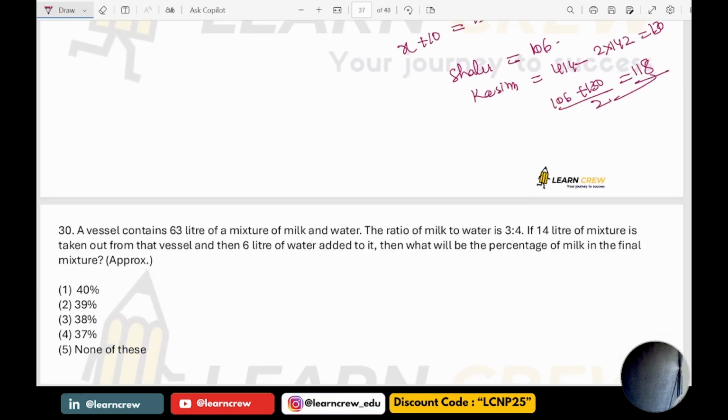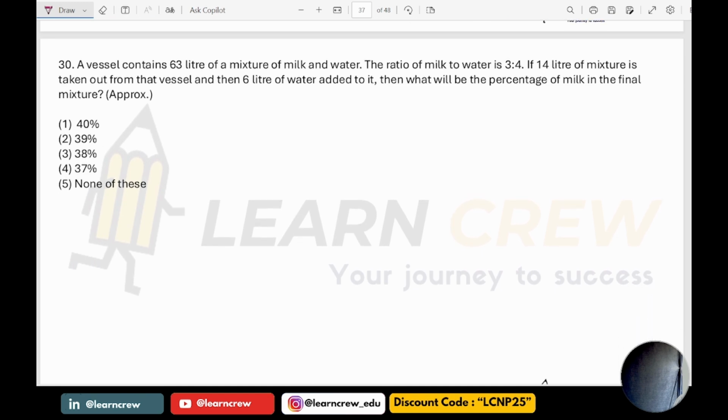Next, question number 30. A vessel contains 63 liters of mixture of milk and water. The ratio of milk to water is 3:4. If 14 liter of mixture is taken out and 6 liter of water is added, then what will be the percentage? So see here, 3:4, 7 parts 63, each part 9. So 27 milk and 36 water.